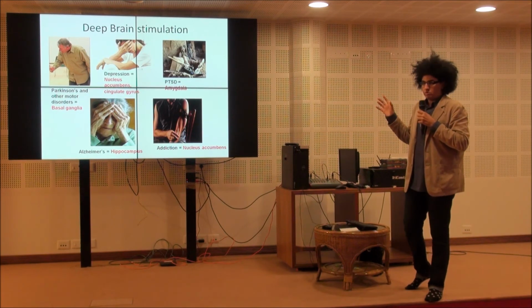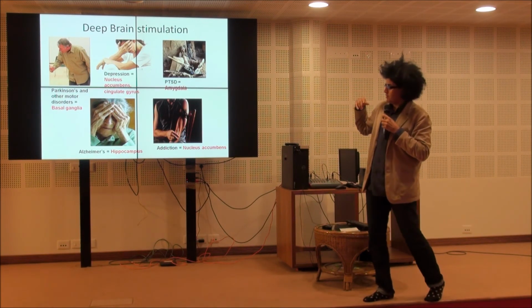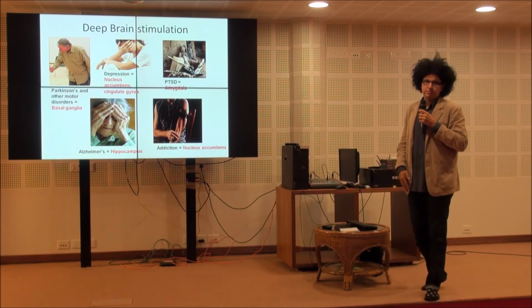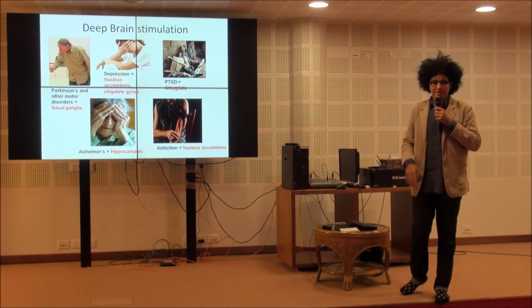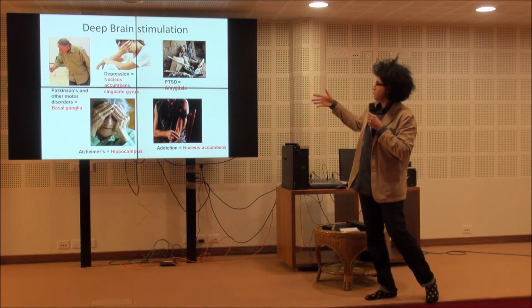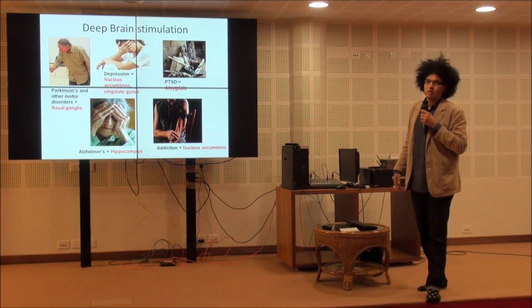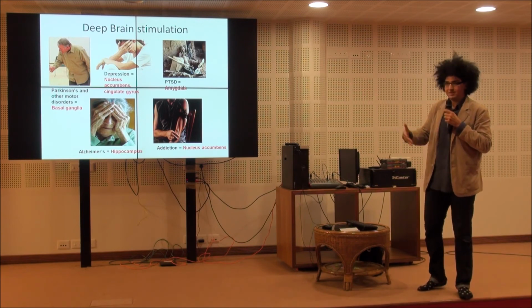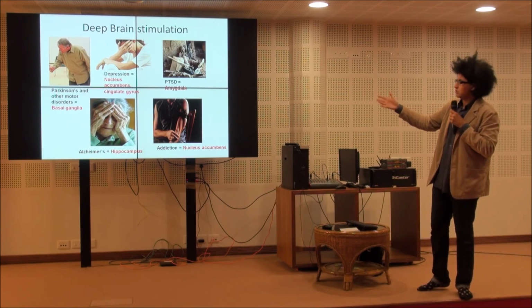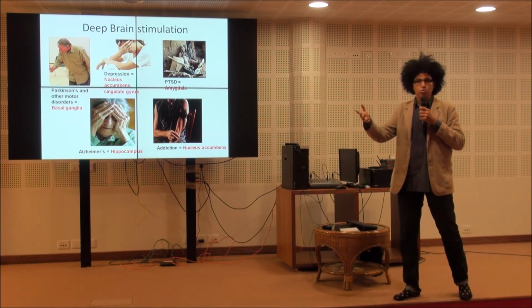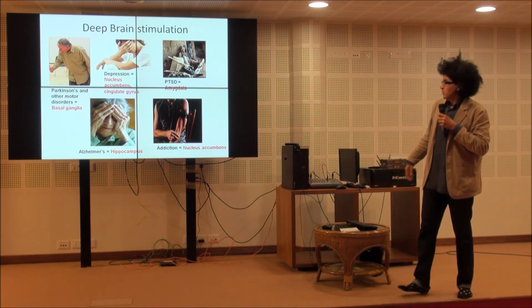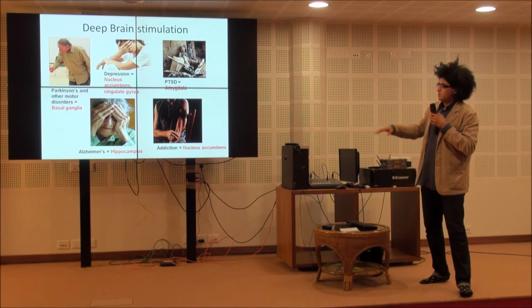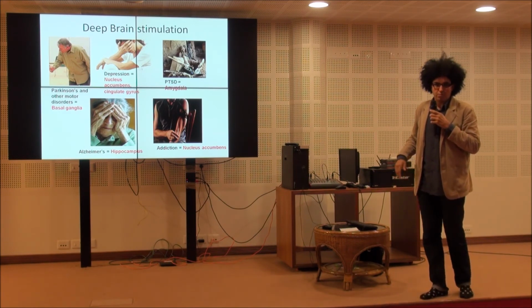It has been used for many disorders. For Parkinson's disease patients or other motor disorders, like dystonia and Tourette syndrome, you target different parts of the basal ganglia. For motor disorders, basically you target motor areas. For depression and addiction, you target mood areas in the brain, such as the area called the nucleus accumbens. This approach has been used for many years now.